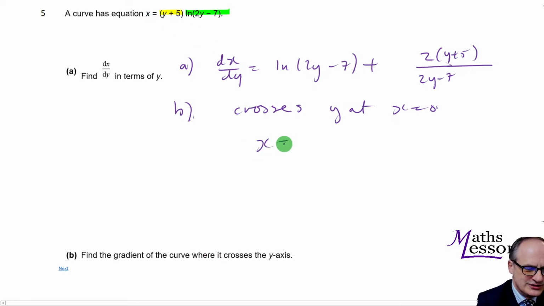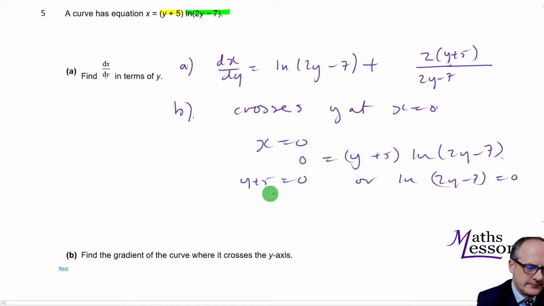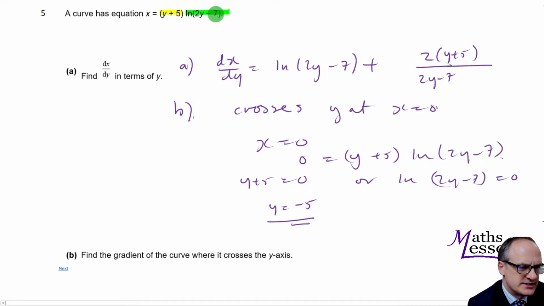So we know that x equals 0, so we're going to put that into there, and we get 0 is equal to y plus 5 times the natural log of 2y minus 7. So either y plus 5 equals 0, or the natural log of 2y minus 7 must equal 0. And this implies that y equals minus 5. Now y equals minus 5 is not going to work in this, because if we put this back into our function, 2 times minus 5 gives minus 10, minus 7 is minus 17. You can't find the natural log of that. So this doesn't exist in our function, so it's not going to be a point where it crosses the y-axis.